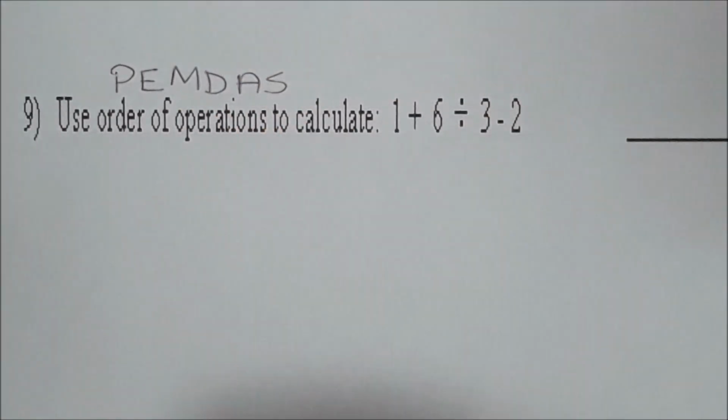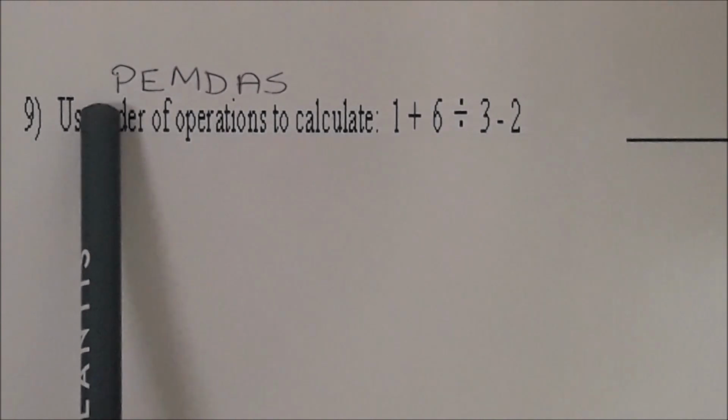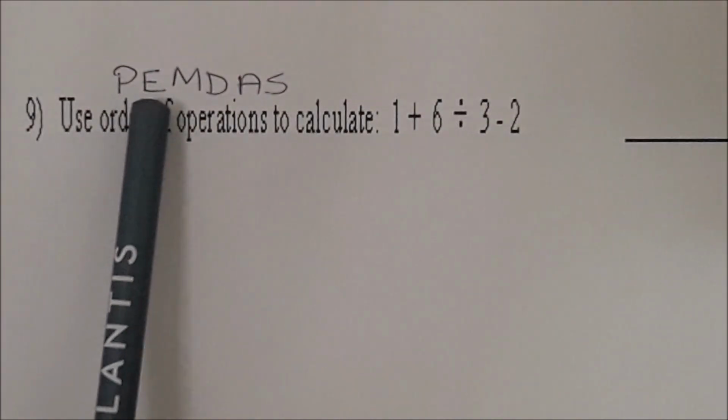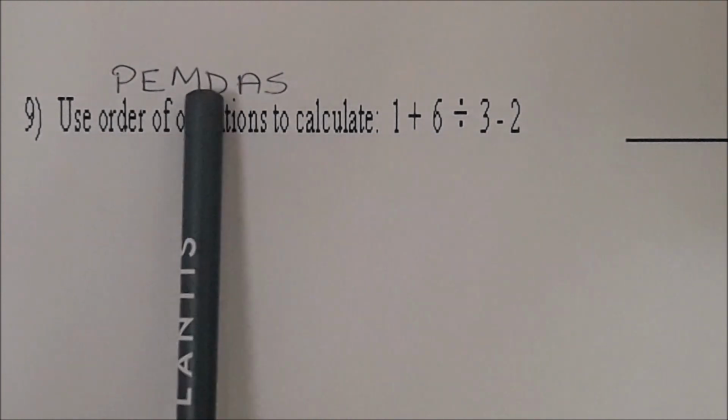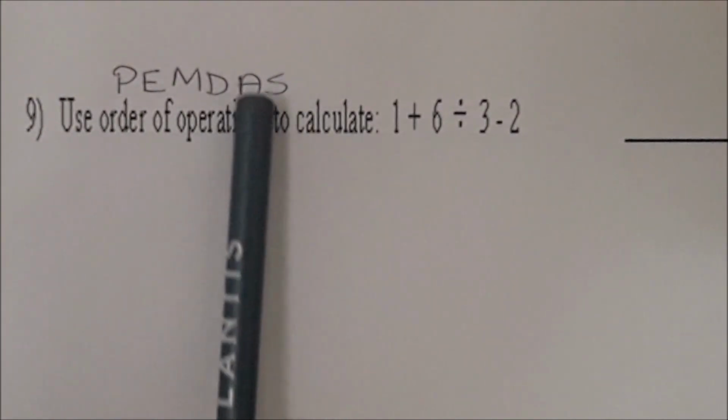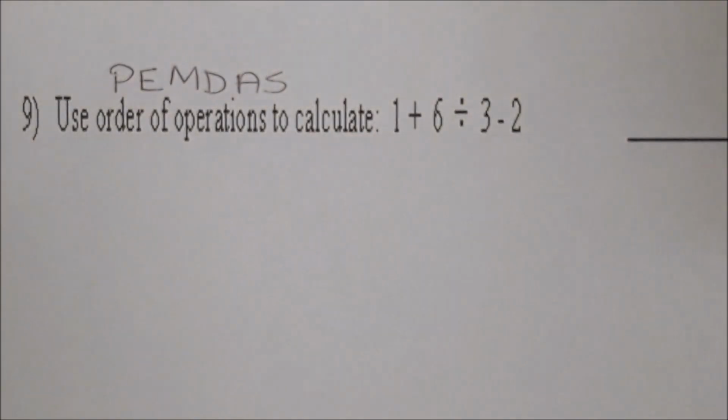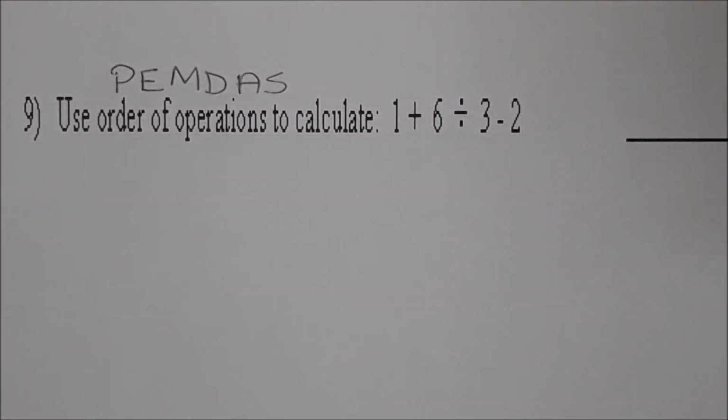What does that mean? P means parentheses, E means exponent, M means multiplication, D means division, A means addition, and S means subtraction. So that's the order of operations, and you can multiply or divide before you add or subtract. Okay, go ahead, write it again to the bottom and let's work it. Write 1 plus 6 divided by 3.